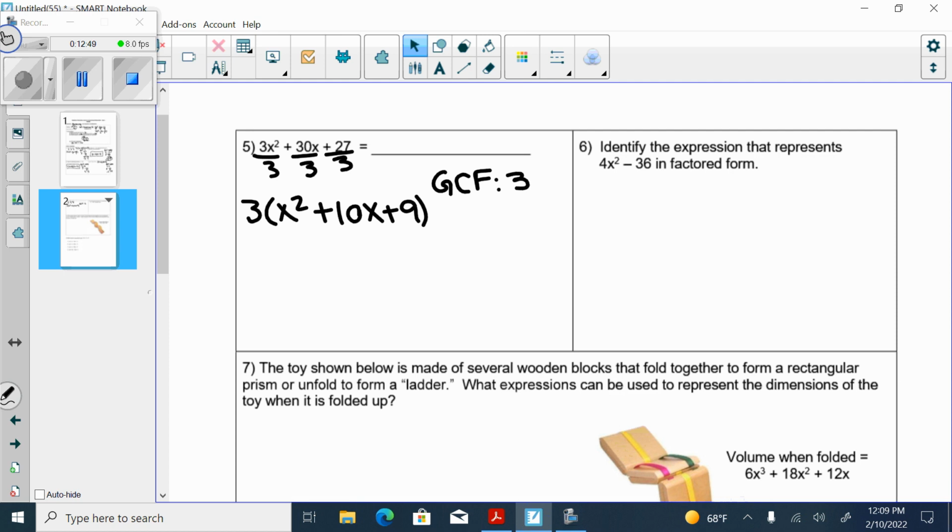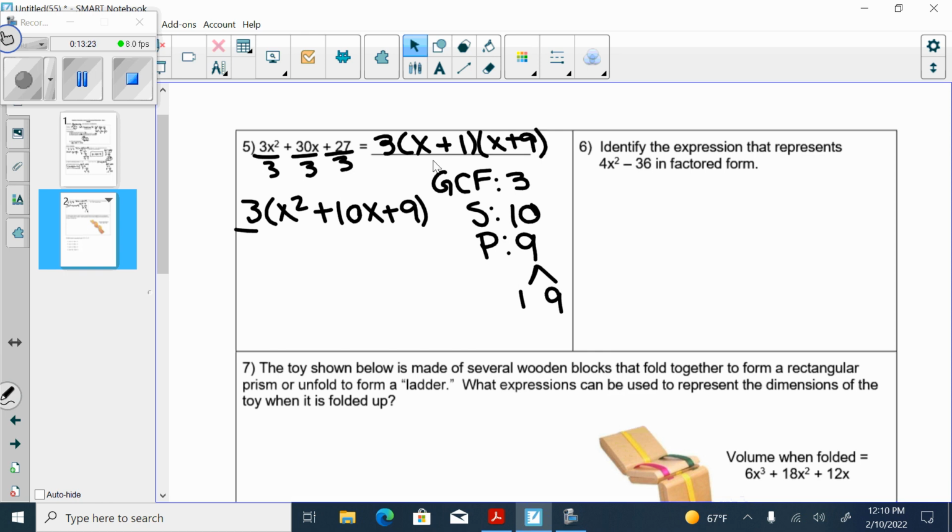All right, so now that we pulled out our GCF, what do we know the sum is? 10. Good. And the product? 9. Good. Okay, so now I have to ask myself, what will multiply to give me 9 and add to give me 10? 1 and 9. 1 and 9, good. Okay, so now I just write my final answer. GCF in front, x plus 1, and x plus 9.